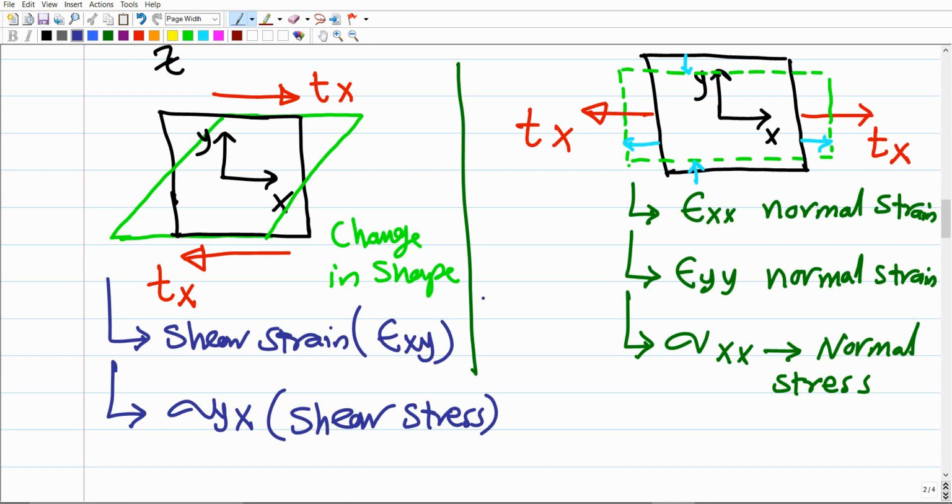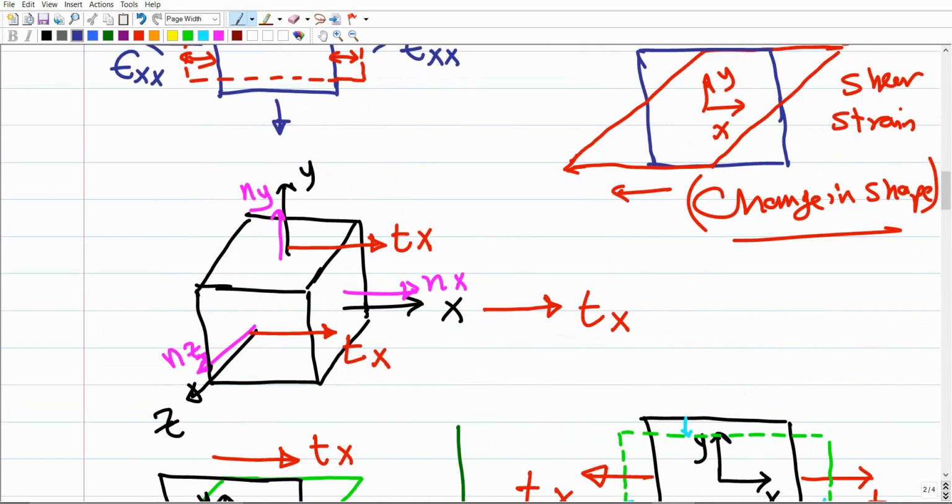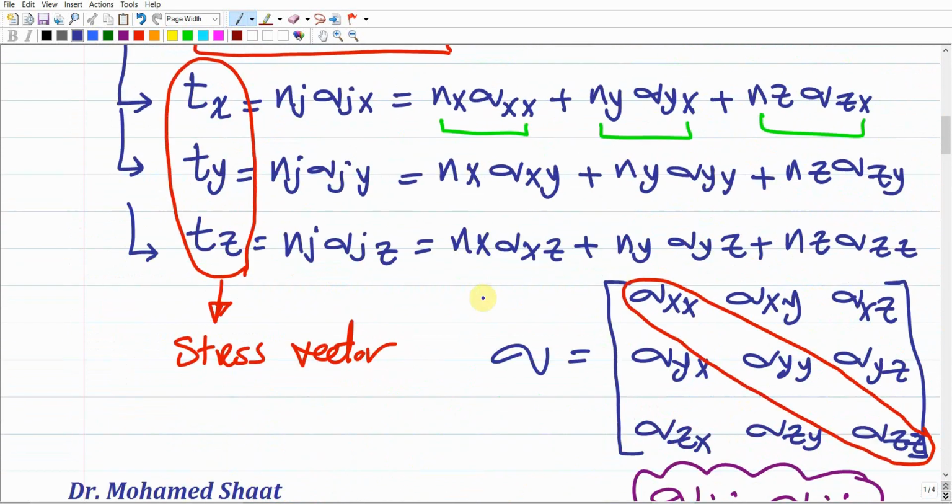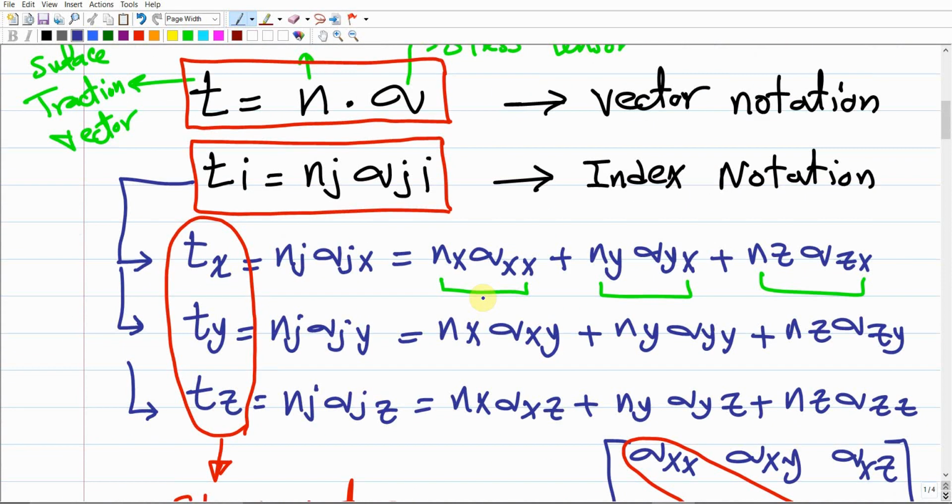This is in two dimensions, so we'd have only x and y plane or dimension. If we try to work over the three dimensions, the z-axis, we're going to end up with the third component. So we have here sigma zx, which is definitely going to be shear stress over the zx or xz plane. Make sense? If we repeat the same thing with the other components ty and tz, we're going to end up with the same conclusion.